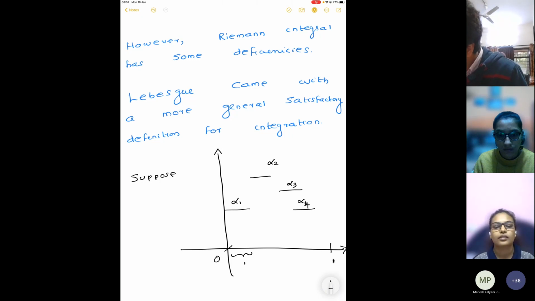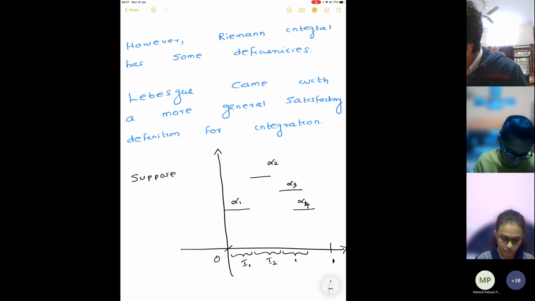This is I1, interval I1, and this is I2, subinterval I2. This is I3, and this is I4.